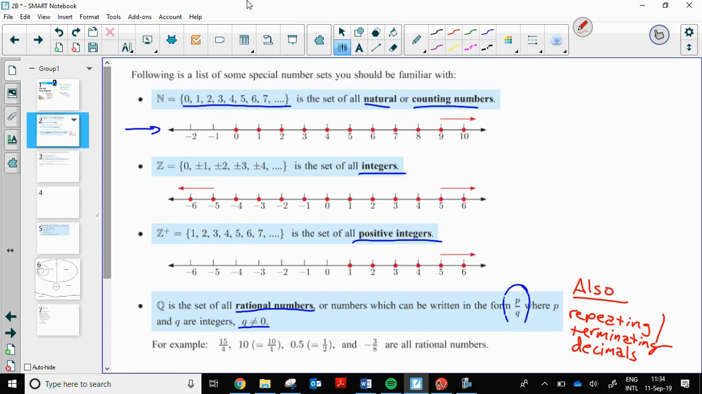Rational numbers can also be written in the form of repeating decimals or terminating decimals. Terminating just means the decimal ends. So like on screen, we already have an example of that, 0.5. It's clearly a decimal number, and the decimal ends because there's no numbers after the 5. So that's a terminating decimal, and a repeating decimal, like 1/3 is the same as 0.3 repeating, right? So those are all rational numbers.